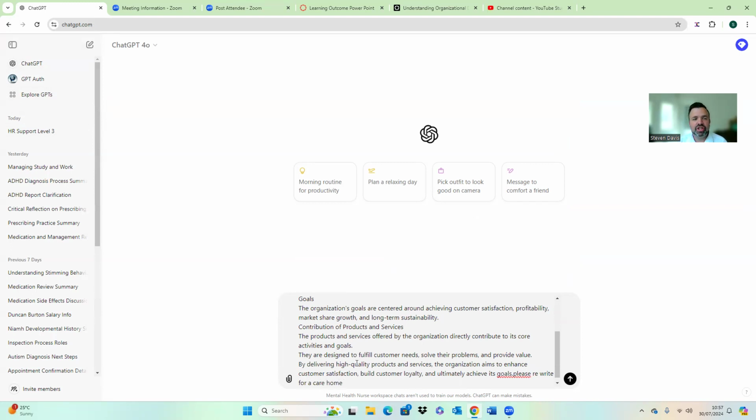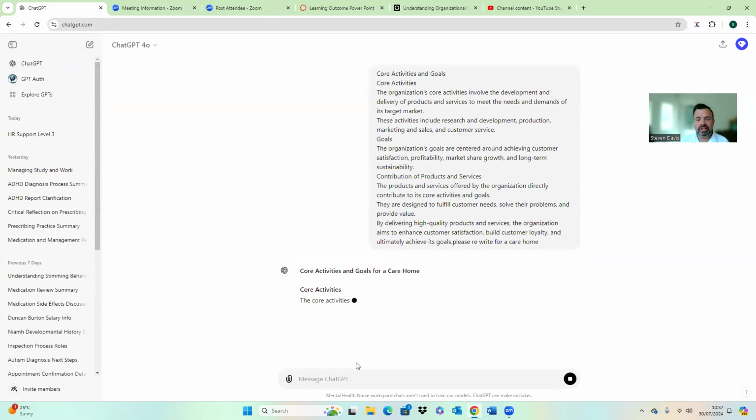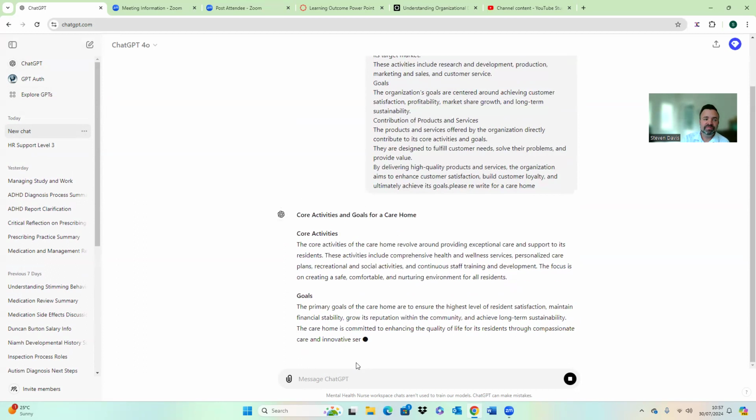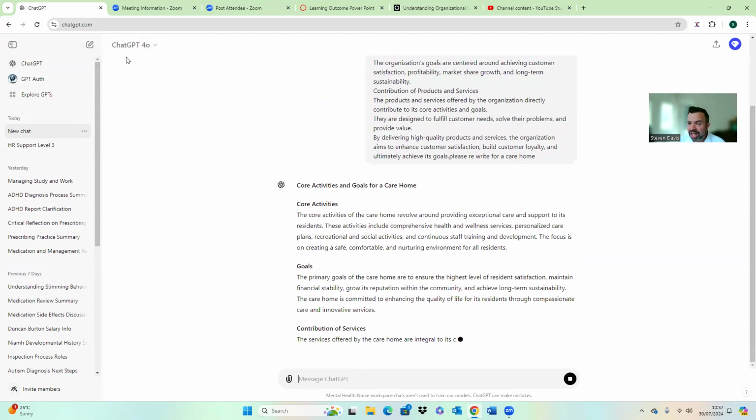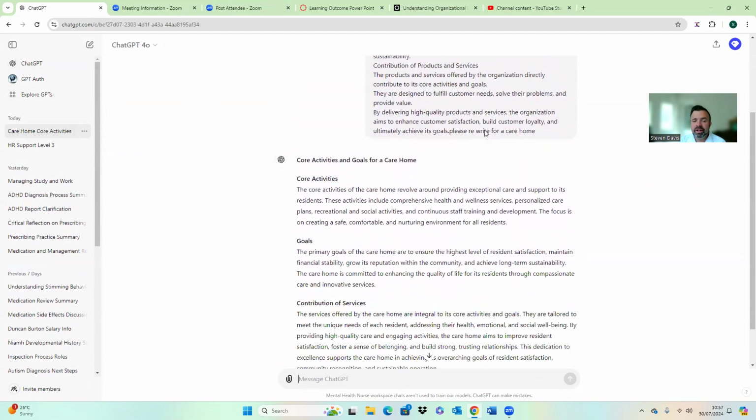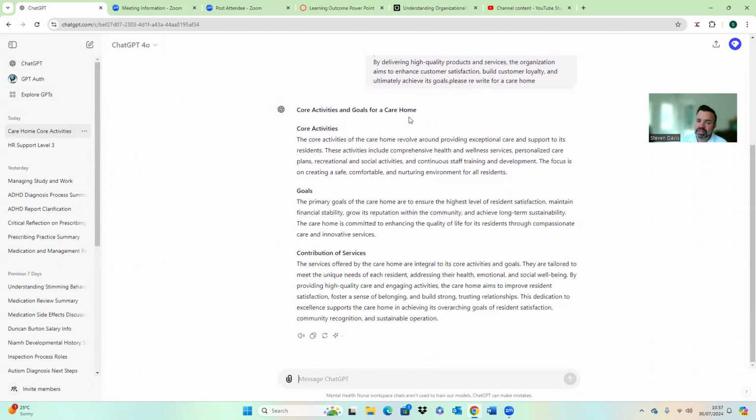If you have not met ChatGPT, I highly recommend you do, because it will save you hours of time. ChatGPT is AI technology, and you can see here I've lifted this out, and I've just said, let's do core activities and goals for a care home. The core activities for the care home revolve around planning, exceptional care, support residents. So it's created it for us.